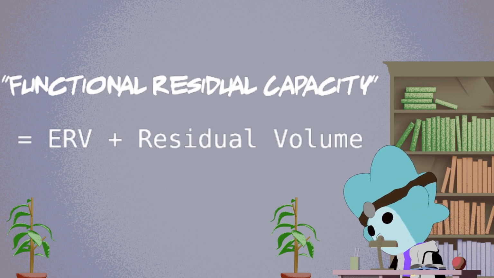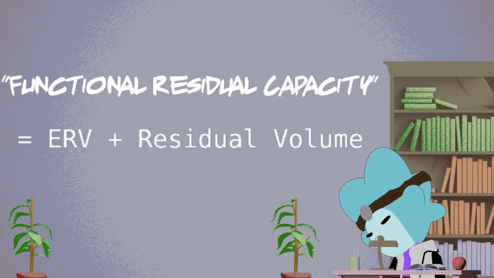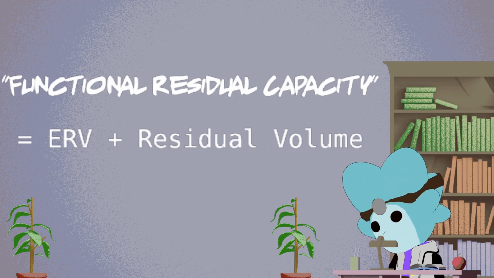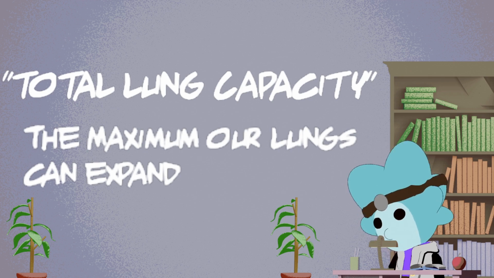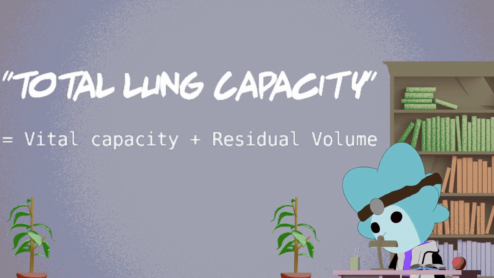We don't usually expel all of this residual air in our lungs, but when we do, there's a possibility that we can inhale so much air to compensate for the lack of alveolar pressure in our lungs and reach our total lung capacity, the maximum amount that our lungs can expand. In an equation, this is our vital capacity plus the residual volume.